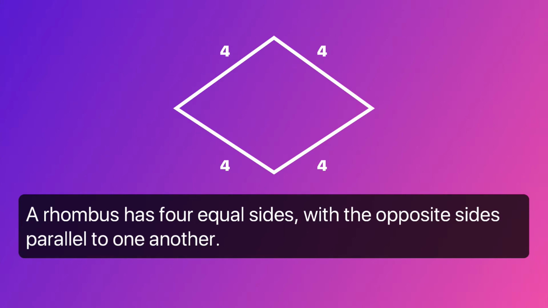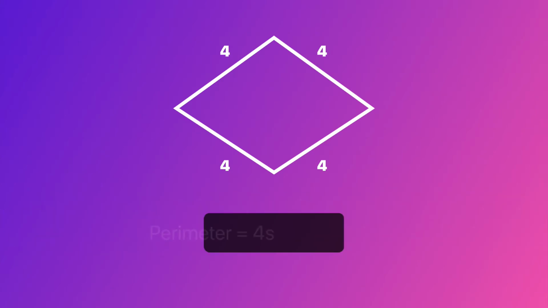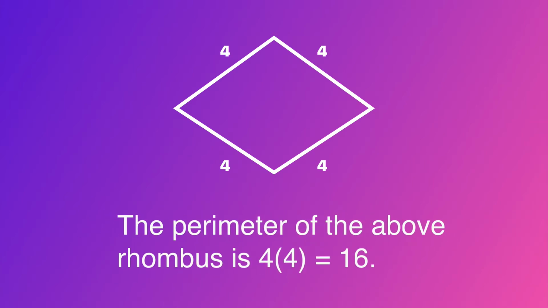A rhombus has four equal sides with the opposite sides parallel to one another. The formula for the perimeter of a rhombus is perimeter equals 4s, which stands for four equal sides. The perimeter of the above rhombus is 4 times 4, which equals 16.